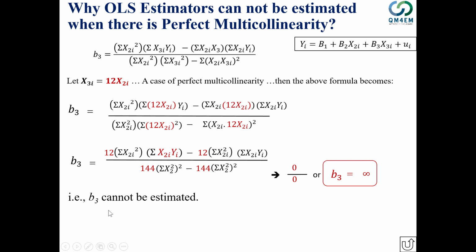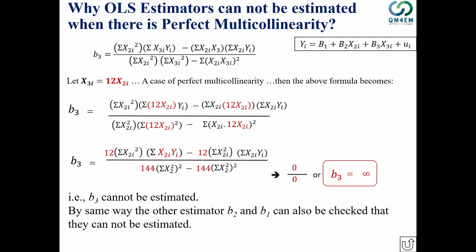So what does it indicate? B3 cannot be estimated. We can do the same for B2, we can do the same for B1, and the conclusion from this is, what is the conclusion? The conclusion from this particular slide is, if there is a perfect correlation between the two explanatory variables of a regression model, you cannot estimate the beta parameters because the OLS method breaks down, and we just saw that B3 cannot be determined. That can be shown for B2 and for B1 as well. Please note, it's not for memorization. This derivation is not for memorization.